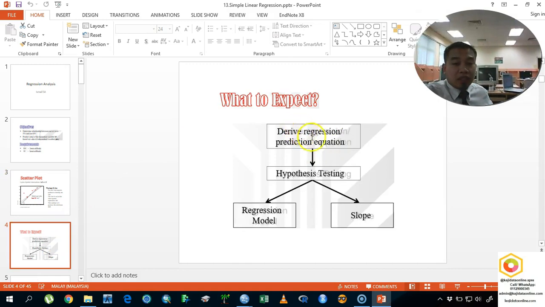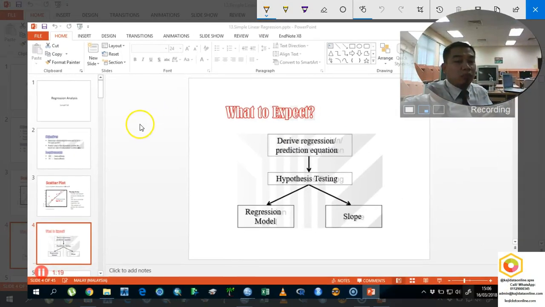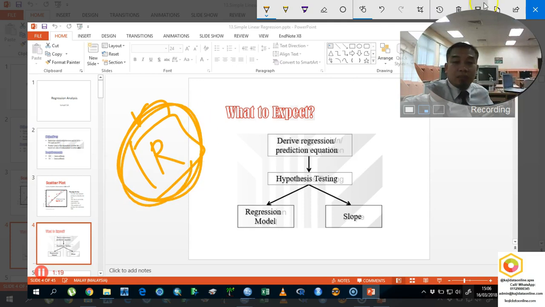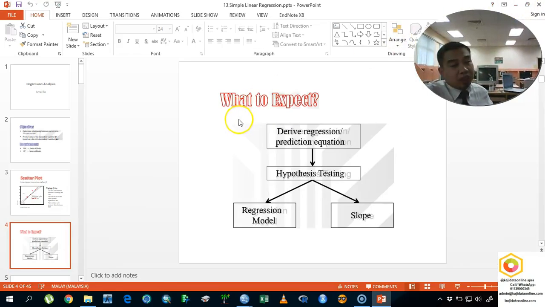For regression we use a similar letter, the alphabet, like correlation, which we call small r, but regression we call capital R. The difference is the capital letter R is called regression. So if you read journals and you find they give you the big alphabet R, that means it is a regression model. So it is used to make a prediction.